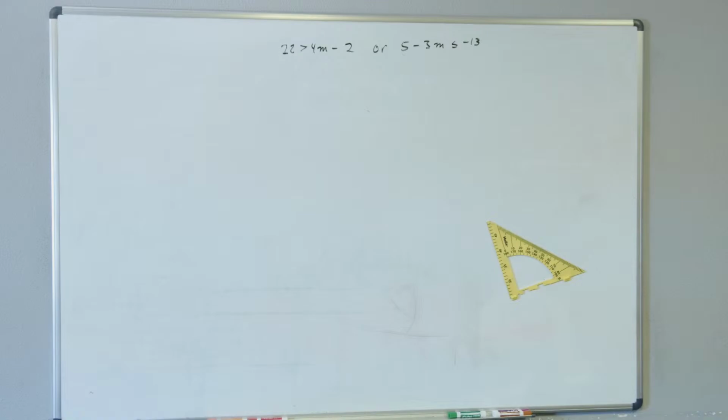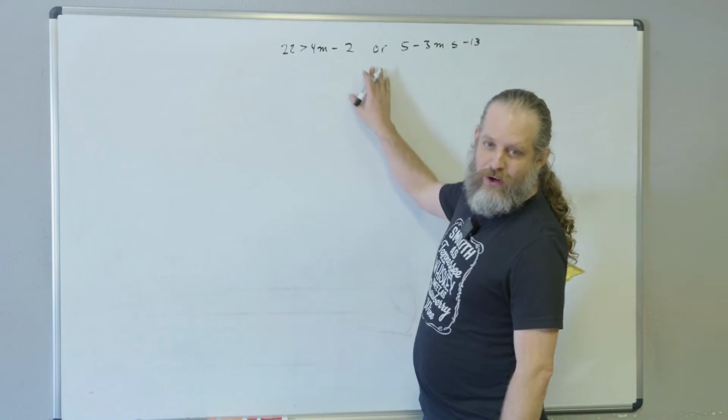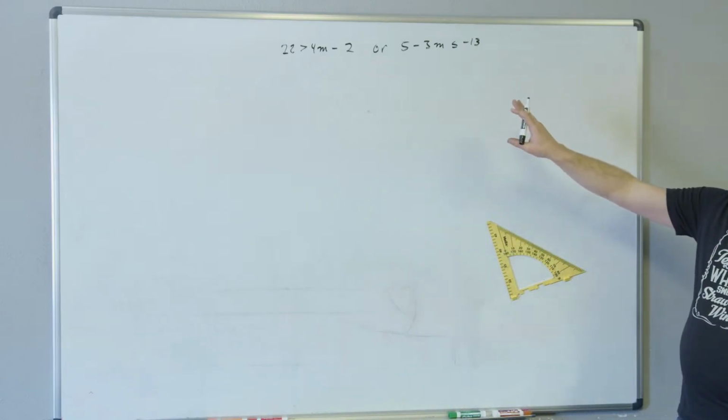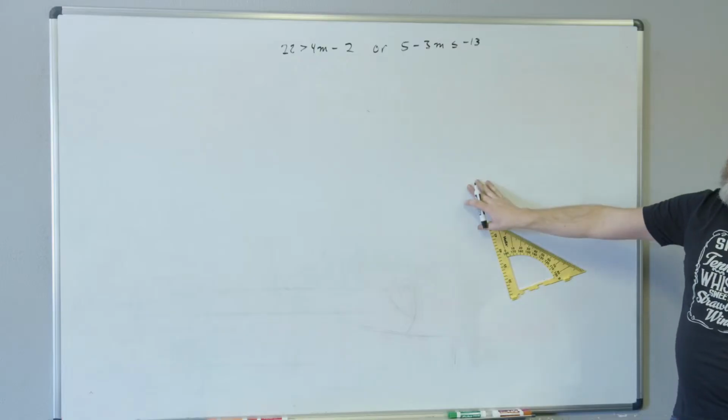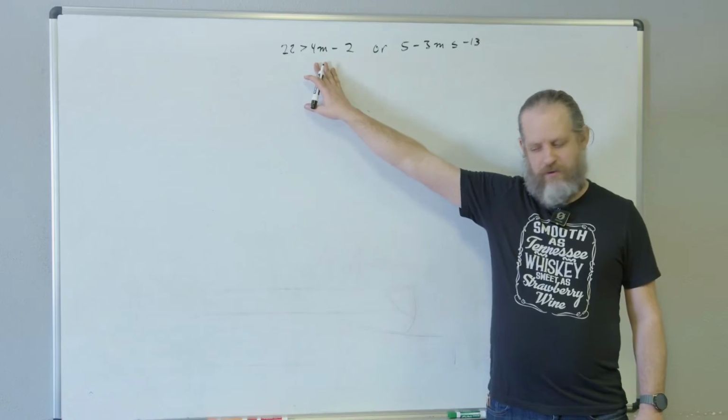Okay, so same, right? We're going to solve this one and we're going to solve this one, keeping an or in between. Or is very important. And is different than or. I'll explain when we get to the end. All right, so on this one, what are we going to do?